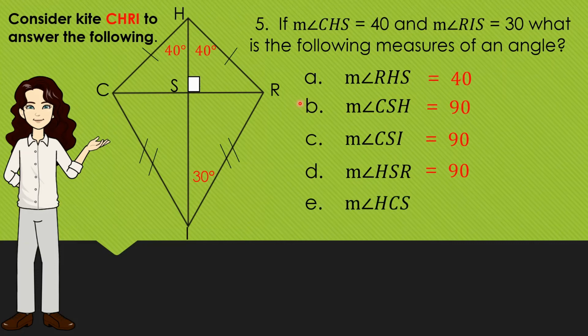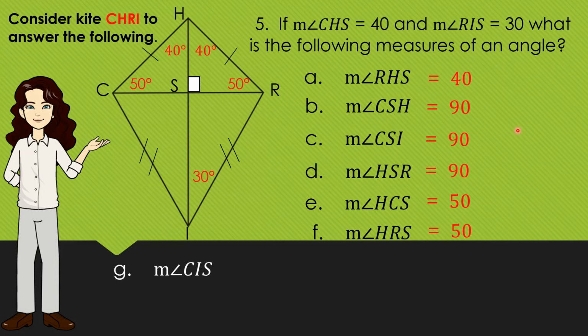Okay, letter E is HCS. So if this is 40 and this is 90, so 90 plus 40 is 130. Then subtracted from 180. So 180 minus 130 is 50 degrees. So that is 50 degrees. Letter F is HRS. Because they are congruent, our angle HRS is also 50 degrees.